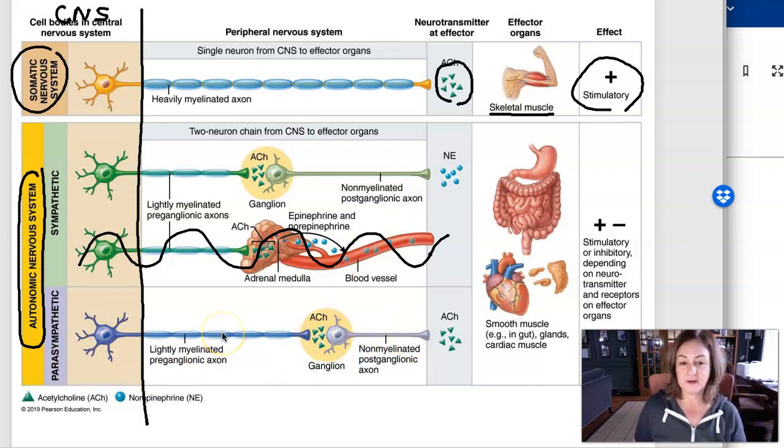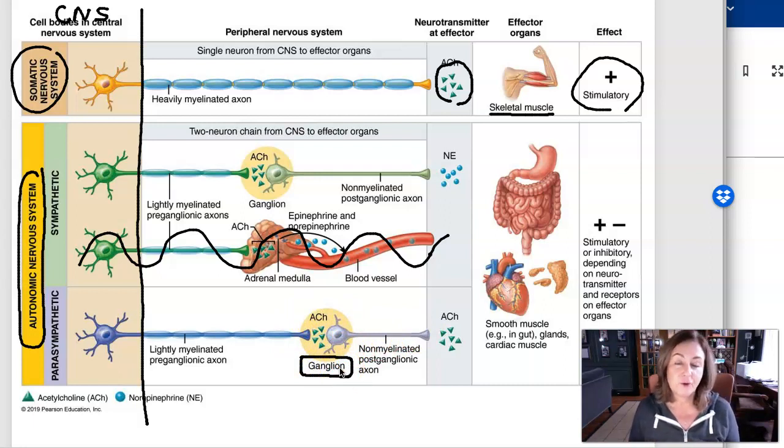So when the first neuron synapses with the second neuron, you might recall that we said this would be the presynaptic neuron and this is the postsynaptic neuron, and we'd be looking at the synapse. Because this is going to happen with many, many neurons, you're going to get a collection of neuron cell bodies out here. A collection of neuron cell bodies creates that bump, like the dorsal root ganglion that we saw. So where the first neuron synapses with the second neuron, that synapse will occur in a ganglion, that group of neuron cell bodies.